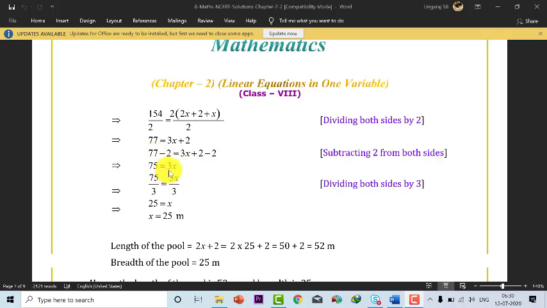Then here you have to remove this 3. To remove that 3, divide both sides by 3. So 3x by 3, 75 by 3. 3 ones are 3, 3 twos are 6, and 1 remains, it will be 15. 3 fives are 15. It will be 25. So here 3 gets cancelled, only x remains. Therefore x value is 25 meter, which is the breadth.